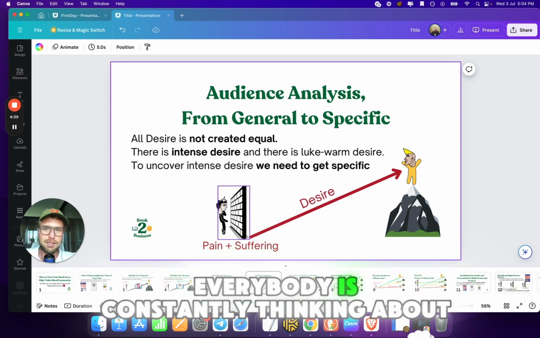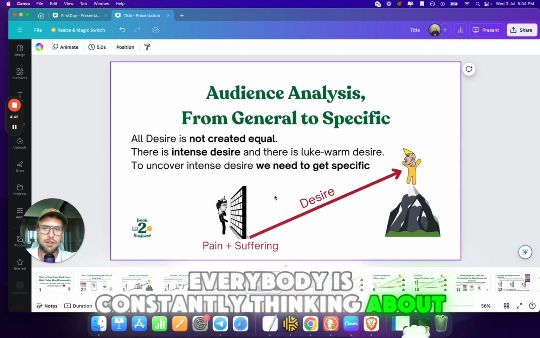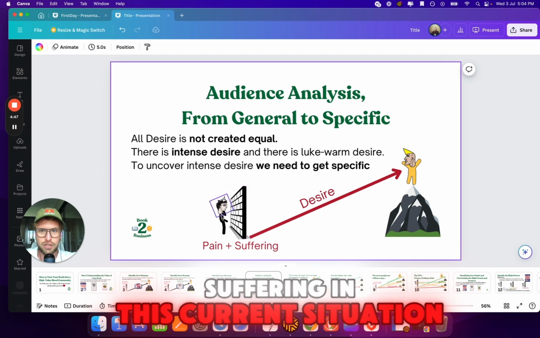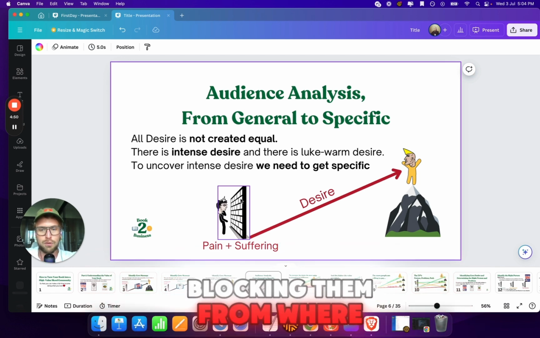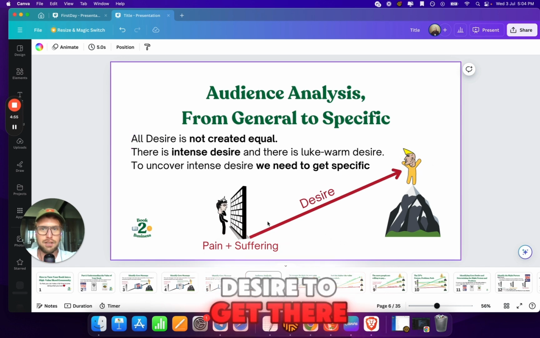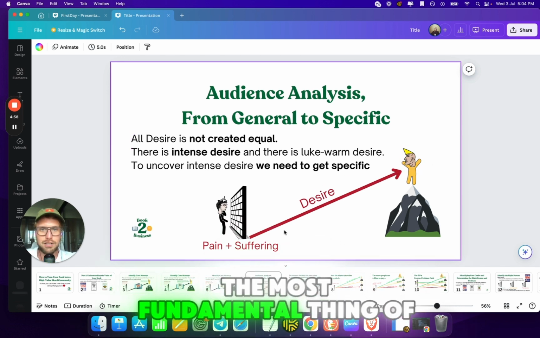And so everybody is constantly thinking about this little diagram here. They have pain and suffering in this current situation. They have a problem blocking them from where they want to get, and they have a desire to get there. This is the most fundamental thing of all business.